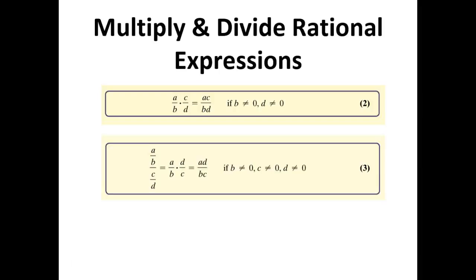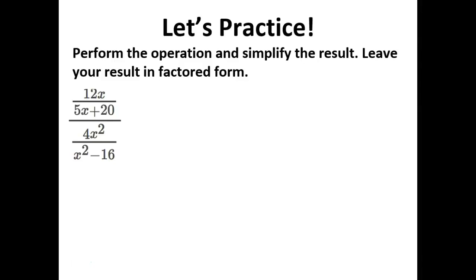When we multiply or divide rational expressions, multiplication is saying you multiply straight across the top, multiply straight across the bottom. When you divide, you multiply by the reciprocal of the bottom. The reciprocal is just the fraction flip, so d over c. And then after you multiply by the reciprocal, we can reduce.